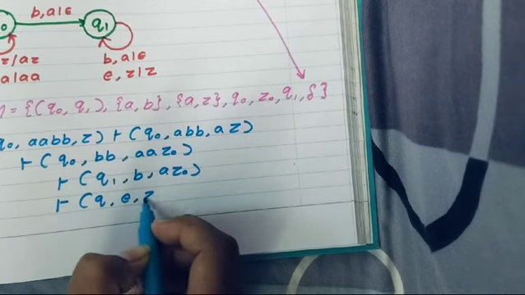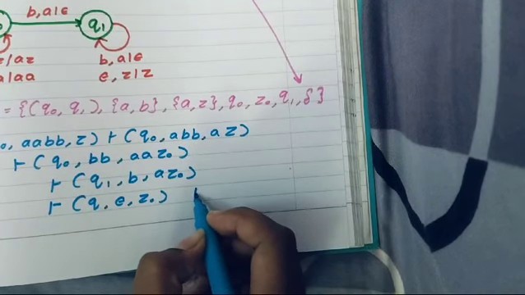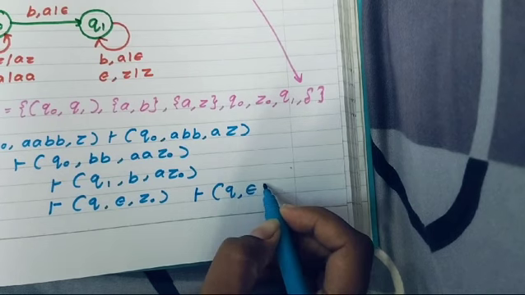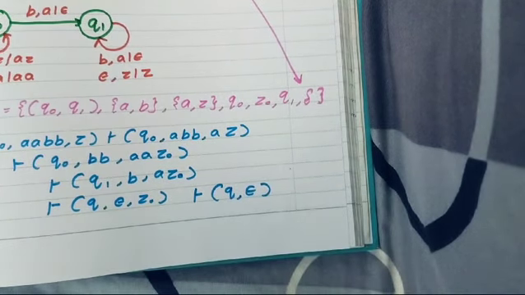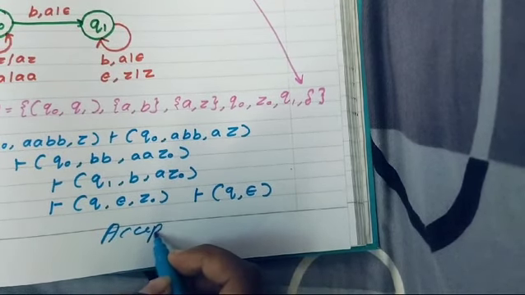We continue the process until the stack is completely empty. As we can see, the stack is fully emptied now. So we can say that the string is accepted. That was all about PDA for now.